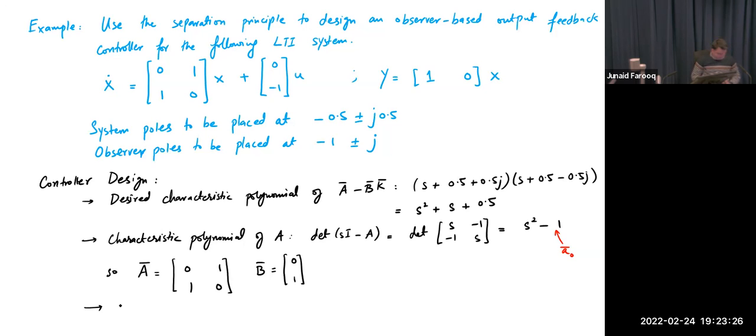The next step will be to find the controllability matrix, which is [B, AB]. And if you do it, it turns out to be [0, minus 1; minus 1, 0].